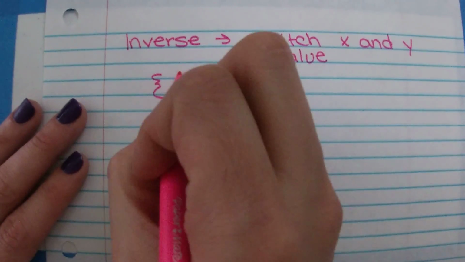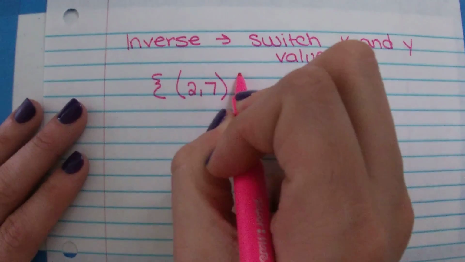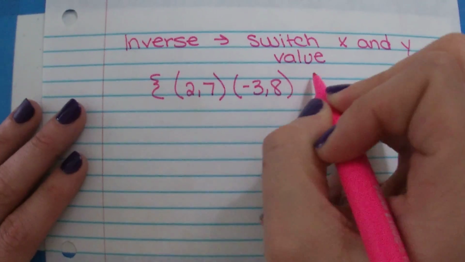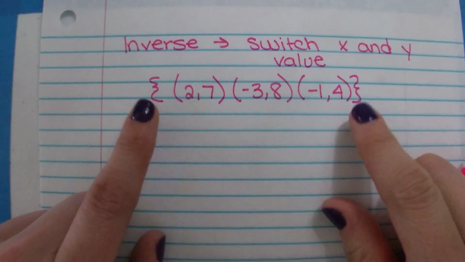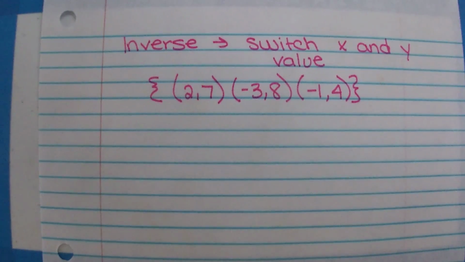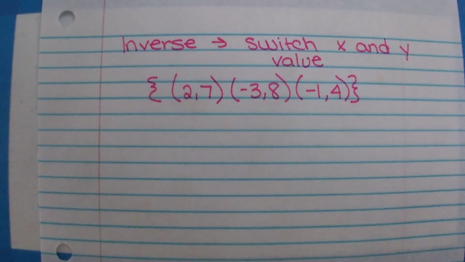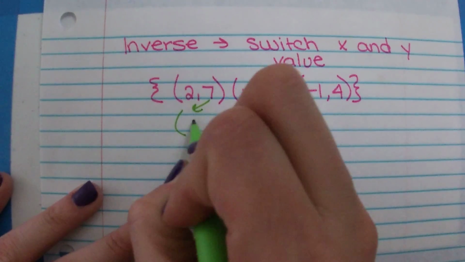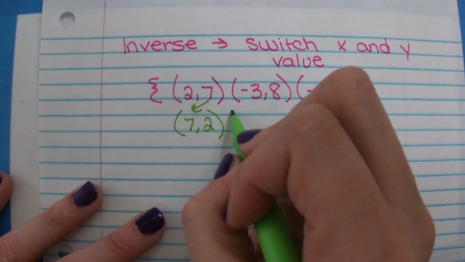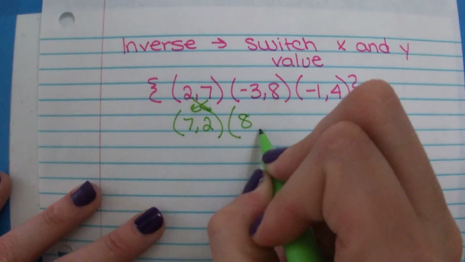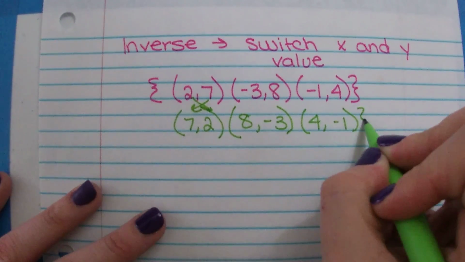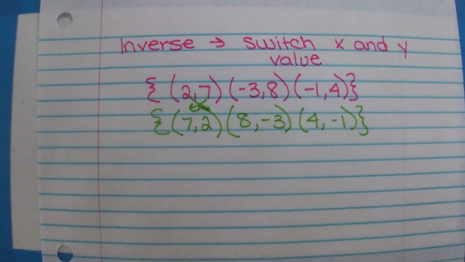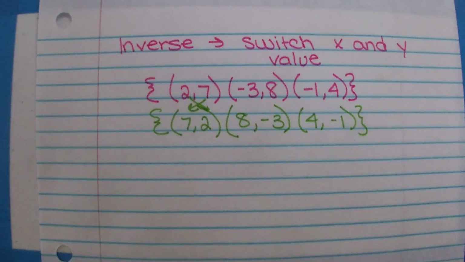So if I have the ordered pairs (2, 7), (-3, 8), and (-1, 4), these braces, guys, we're going to talk about in a minute, but they're just how we group things together. Okay, the inverse says just switch where the x and y are. So this is going to go to (7, 2), and (8, -3), (4, -1). So that's all there is to an inverse. I'm just swapping where the x and y value are.